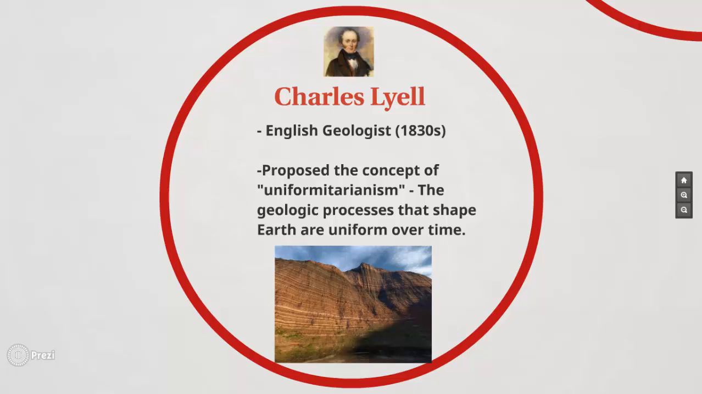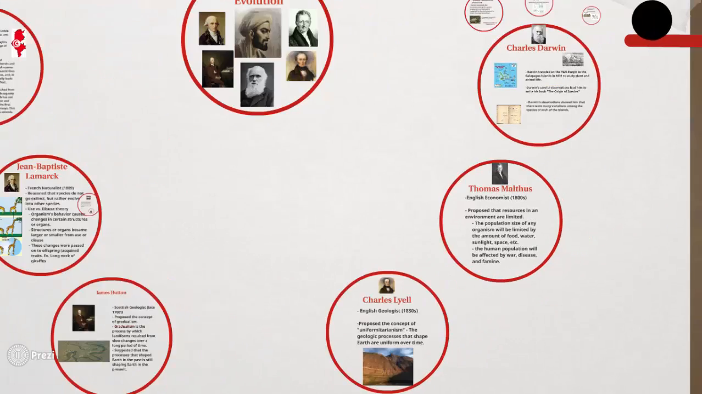We have a man named Charles Lyell, who is an English geologist in the 1830s. He proposed the concept of uniformitarianism. Uniformitarianism. Say that 3 times fast. The geologic processes that shape the earth are uniform over time. So that means that everything happens the same way over time. So it's the same geologic process, it just has different effects, but it's all because of the same thing. Now, again, geologic processes drive evolution and drive adaptation. We'll go into that in more detail in a little bit.